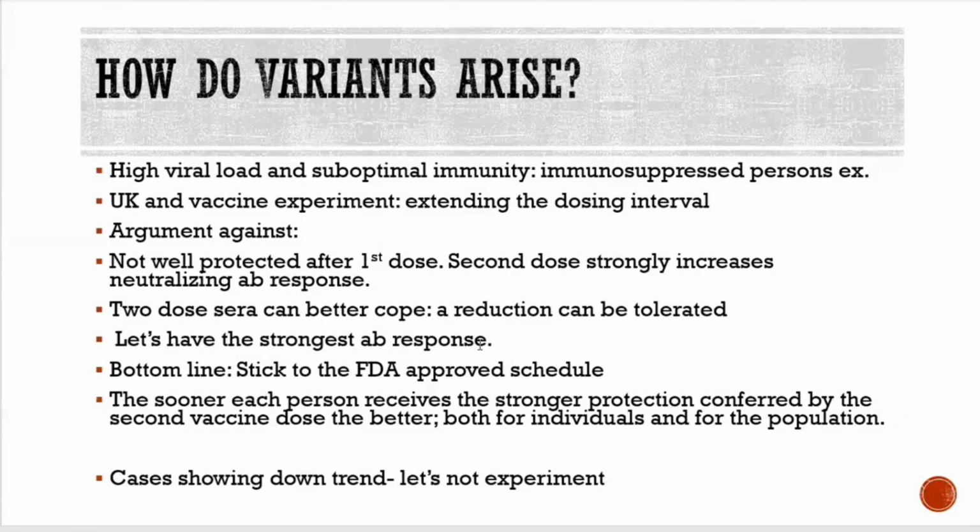So if you see a reduction in immunity with a more resistant virus, but you started at that 90-95%, maybe that reduction can be a little better tolerated, and we can at least keep people out of the hospital. So the bottom line is stick to the FDA-approved schedule. It makes sense, but we do get a lot of questions, and this is a way to make it more tangible. The sooner that each person receives the stronger protection conferred by a 2-dose vaccine, obviously, the better it is both for that individual and for the population at large.